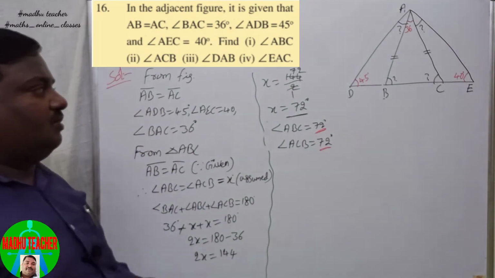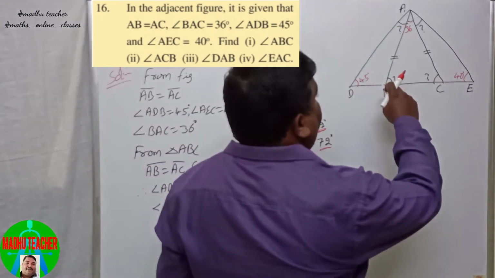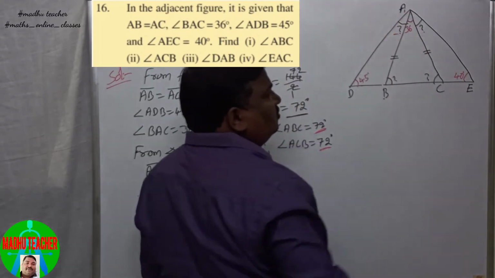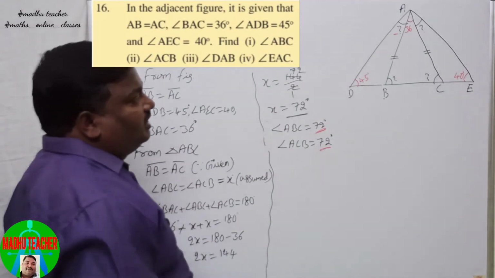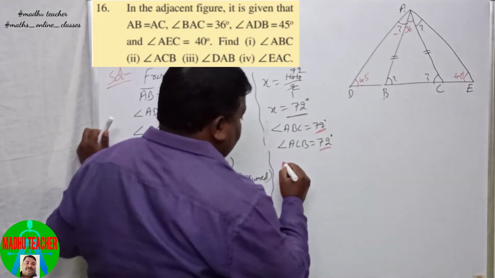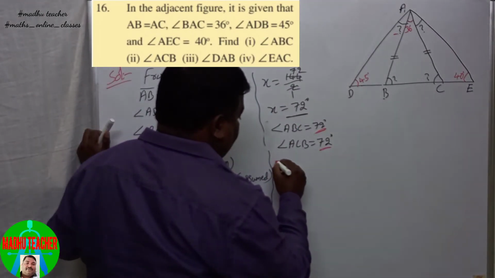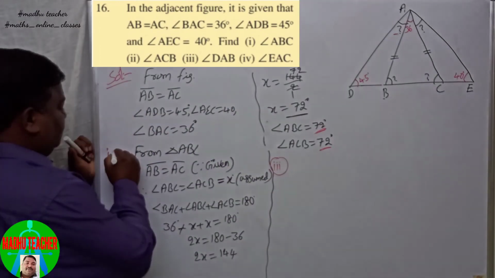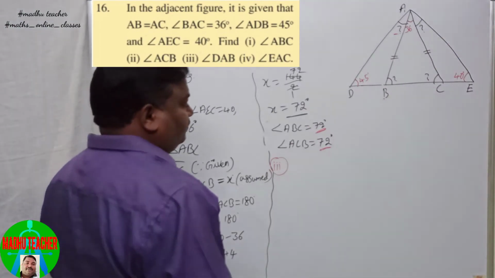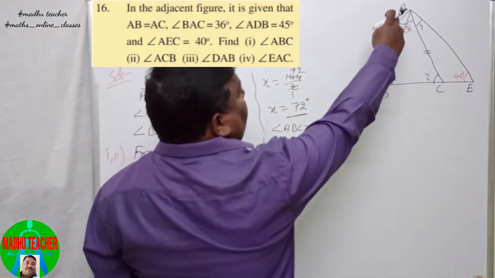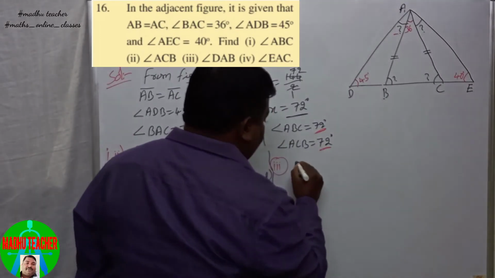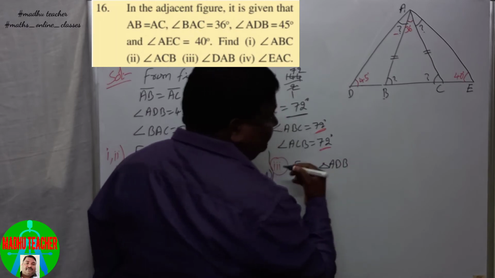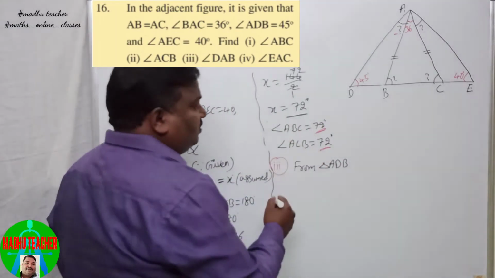Okay, next for the third one. What is the third question? Find angle BAD. This we have to find. So to find that angle, this is for the third one. So it is first and second. I am taking triangle ADB.